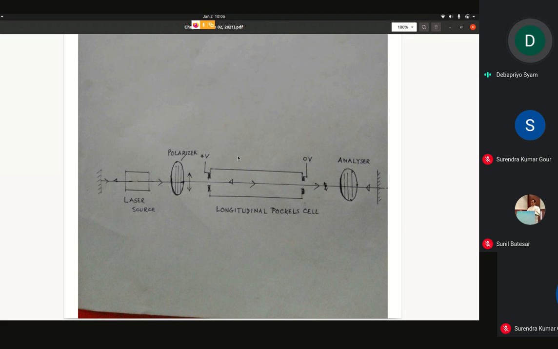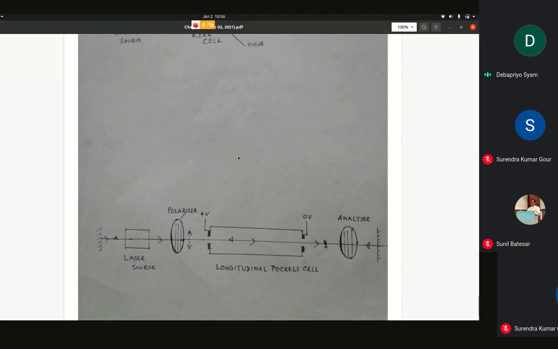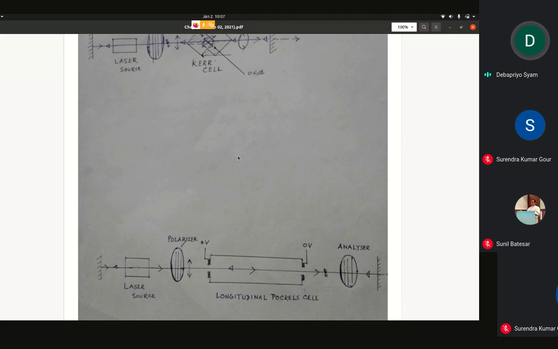The transverse cell is like the Kerr cell, and its operation can be understood easily by referring to the operation of the Kerr cell. But apparently in the textbook, they are referring to a longitudinal focal cell. So I will just tell you why. You can see the polarizer followed by the longitudinal focal cell, which contains the potassium dihydrogen phosphate crystals, and then to the right you have an analyzer, and then the right hand mirror, which is 95% reflecting or something.